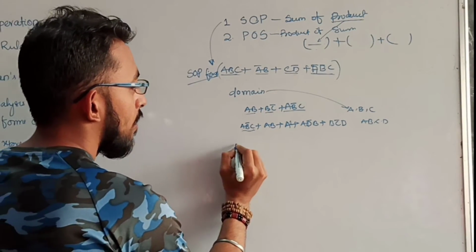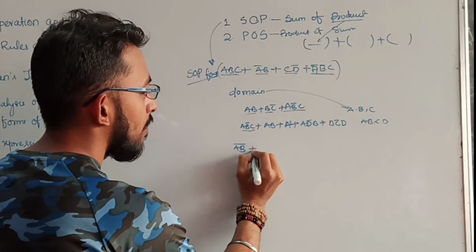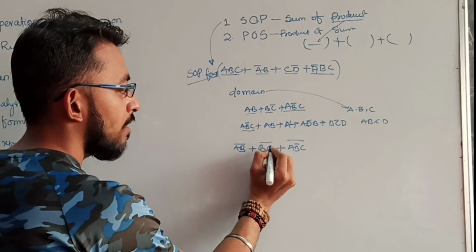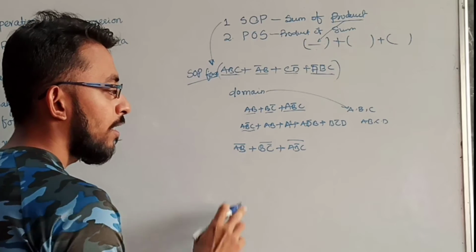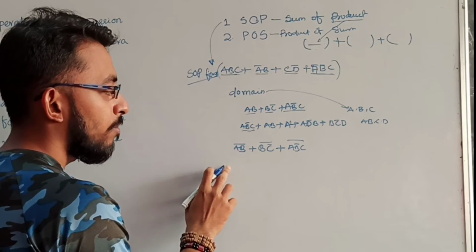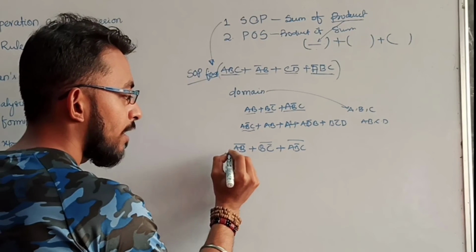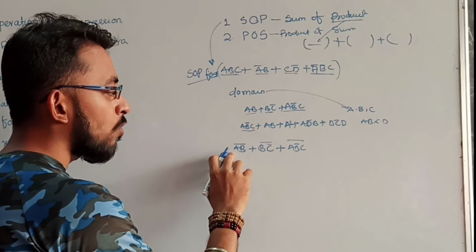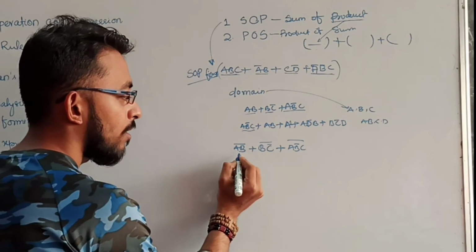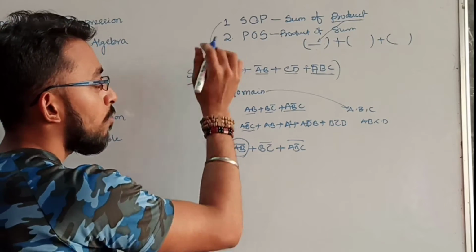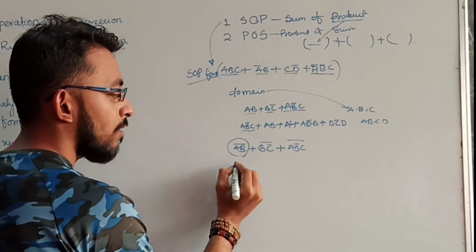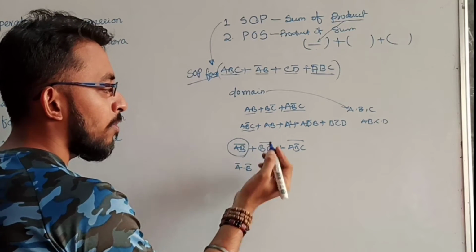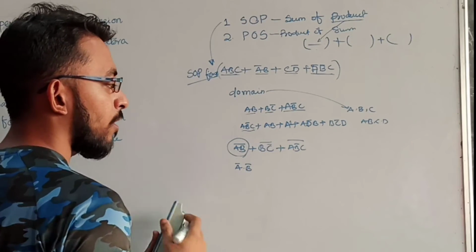And one more thing. Suppose there is a form AB bar plus BC bar plus AB bar C whole bar, written like this. This is not a sum of product form, because in sum of product each variable can have a bar, but a bar cannot be applied over a product term. It means A bar dot B bar is possible, but not A dot B whole bar. So this is not a sum of product form.